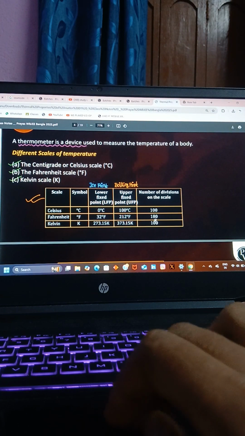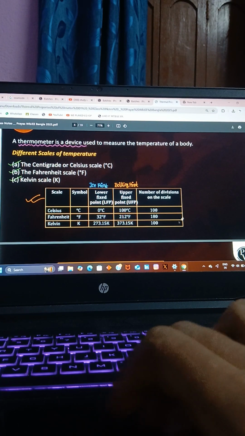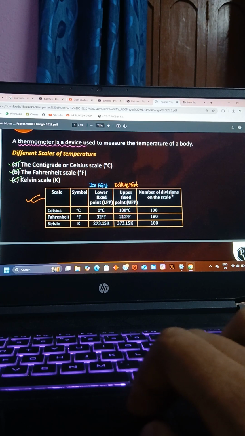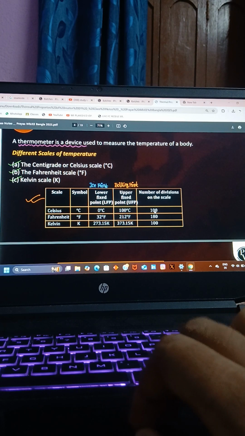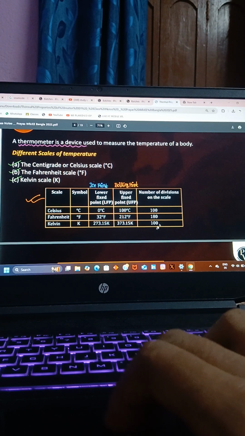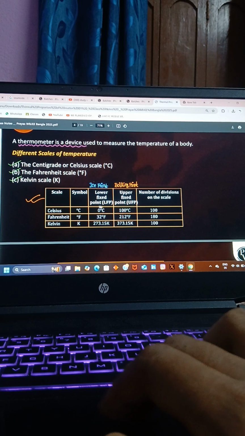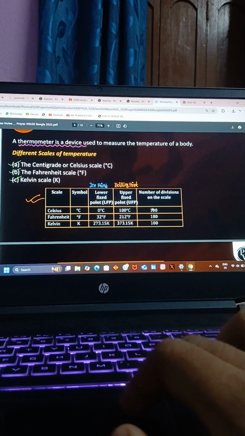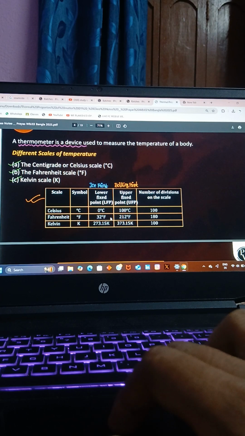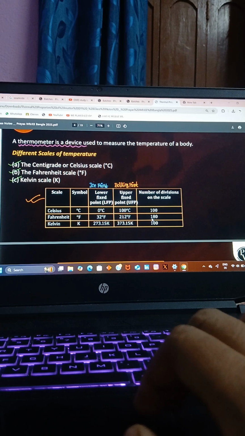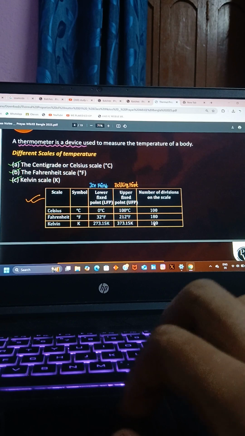Move to the next point. The number of divisions on the scale. Basically, it represents the difference between the boiling point and the ice point. That is, in the Celsius scale it is 100, in the Fahrenheit scale it is 180, and in the Kelvin scale it is also 100.